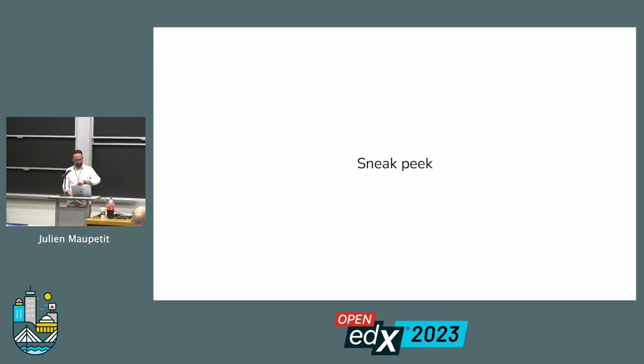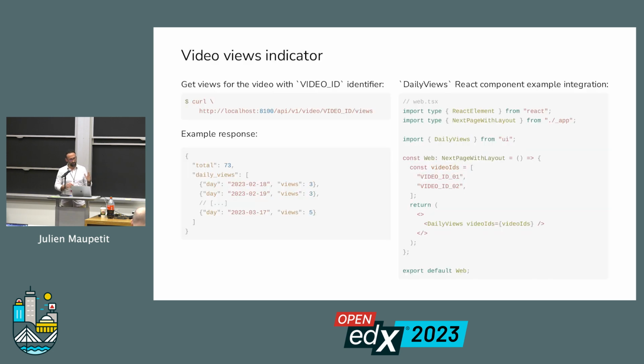Let's give you a sneak peek of what it looks like. For the backend part, you have an API. You can curl the API. There's nothing really fancy in there. You can curl the API with the standard path that is given here. For the video views, if you want to have the video views, the answer looks like this. You have the total number of views for the video and then the views aggregated per day.